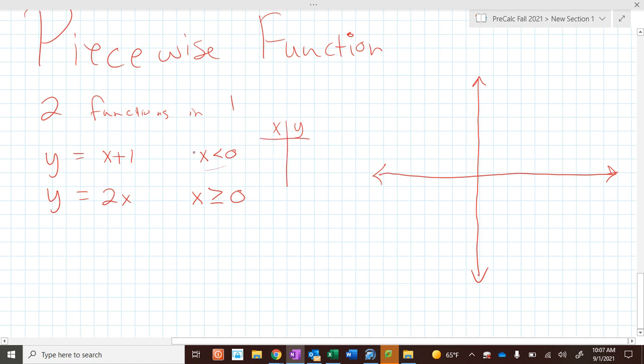I can only use negative numbers for this, like -1, -2, -3. -1 plus 1 is 0. -2 plus 1 is -1. -3 plus 1 is -2. So I'm at (-1, 0), (-2, -1), (-3, -2). And at 0, I'll have an open circle at 1. It's going to look like that. That's this part of the function.